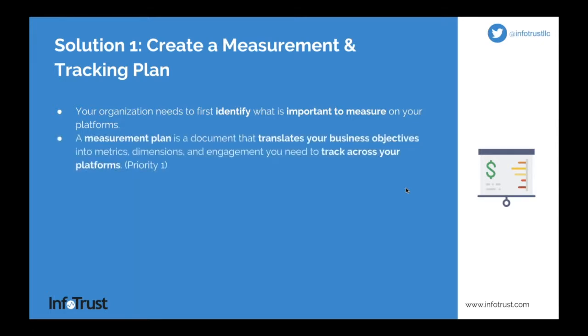So really your organization, and this is not just for publishers, but for really any type of organization doing digital analytics, needs to first identify what is important to measure on your platforms. Now, this typically will tie back into your business objectives and your KPIs. You need to obviously be able to track those KPIs. So how would we go about tracking those, and what do we need to track? Those pieces all are part of that measurement plan.